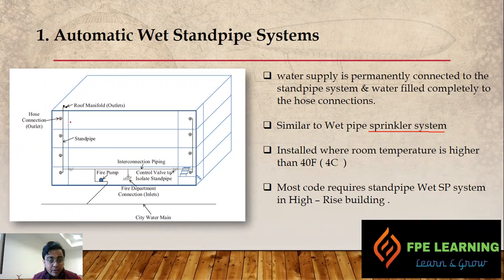As it is a wet pipe system, there is water all the time, so it is also similar to a wet pipe sprinkler system, where the temperature must be above 4 degrees Celsius to avoid freezing of the piping, right? Most codes require a wet pipe system in high-rise buildings, meaning the height of the building is more than 75 feet from the lowest street level all the way up to the highest occupiable story.